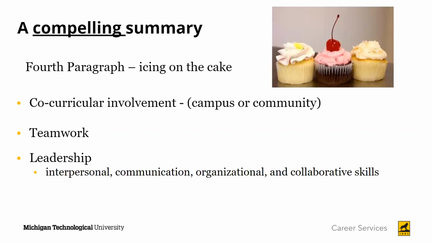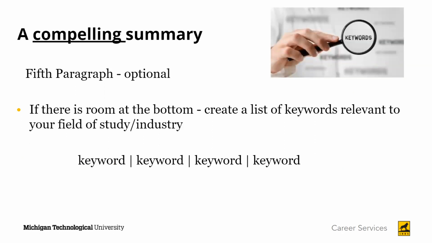That fourth paragraph is really a pivot from maybe your major and some of those technical aspects of what you've been working on to some of the leadership and community involvement elements, right? So talk about the co-curricular involvement, talk about teams that you've been a part of and your teamwork, and then talk about leadership. This is a great opportunity to talk about interpersonal communication, organizational, and collaborative skills that you could share. From there, you get to go into that fifth paragraph, which is optional. If there's room at the bottom, you can create a list of keywords relevant to your field of study or industry, and you can see that we just put those in between the pipes there. So that's just a great opportunity to potentially use those.